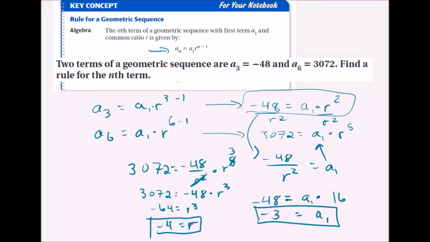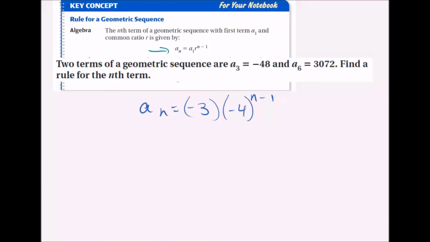Now that I have a sub 1 and r, I can write the general equation, or the rule for the nth term. That's a sub n equals negative 3 times negative 4 to the n minus 1. That's the rule for the nth term. Of course, be very careful when you do this. I would use lots of parentheses because you want negative 4, all of that to the n minus 1, not just the 4; you need the negative 4 as well.